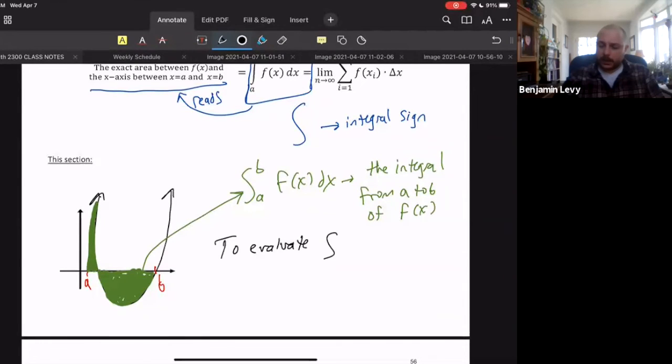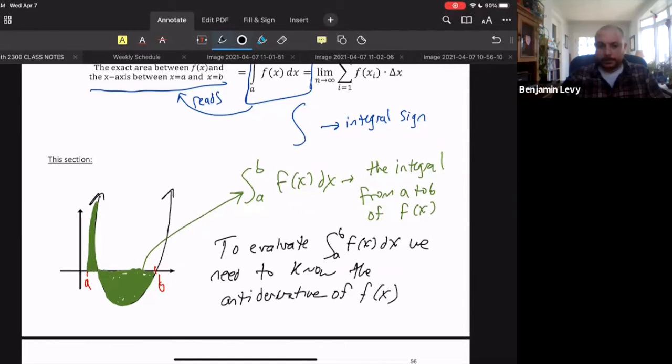So to evaluate this, we need to know what's known as the antiderivative of the function. And so that's what's leading us to the next page. What is the antiderivative? If we want to get this exact area between the function and the x-axis, how do we do that?